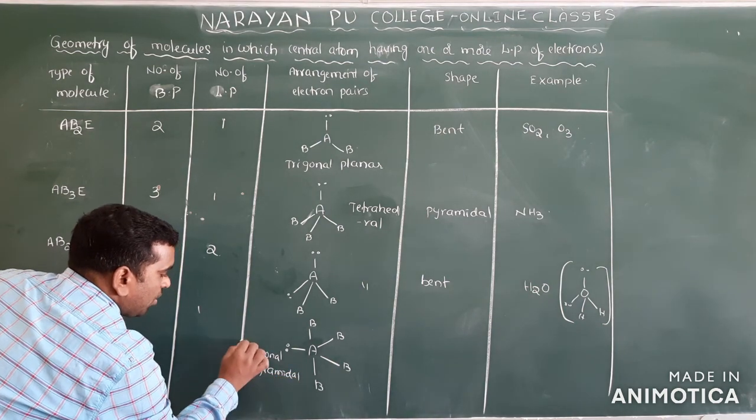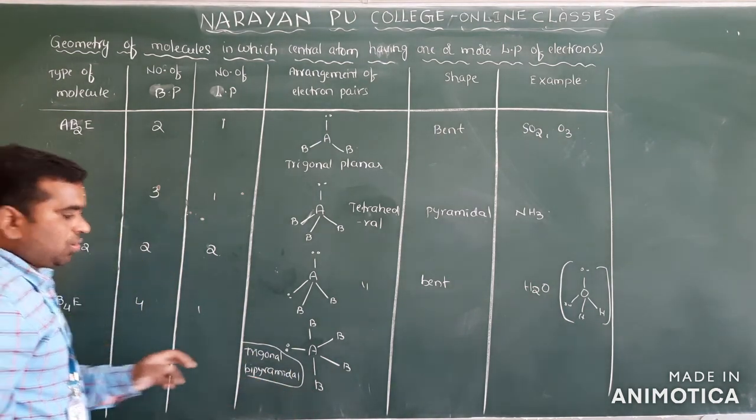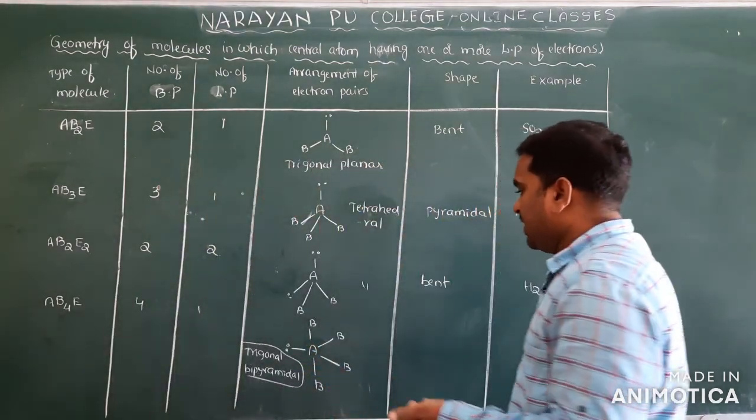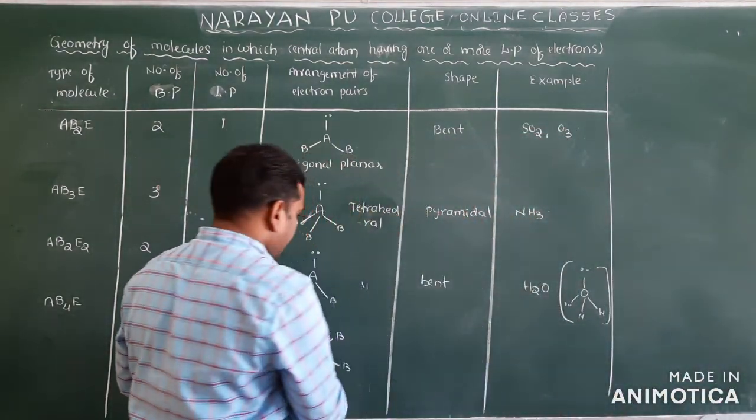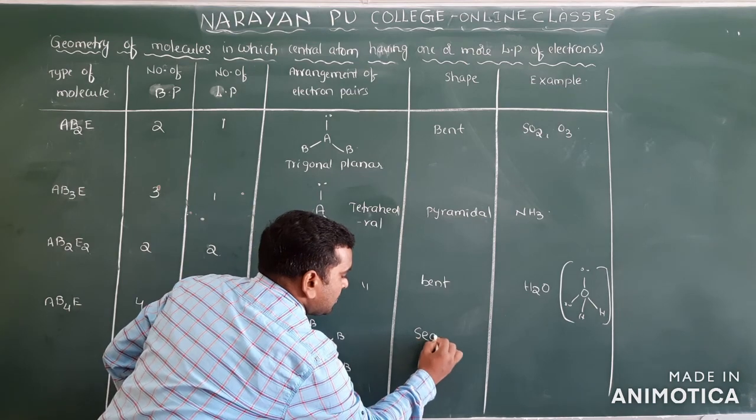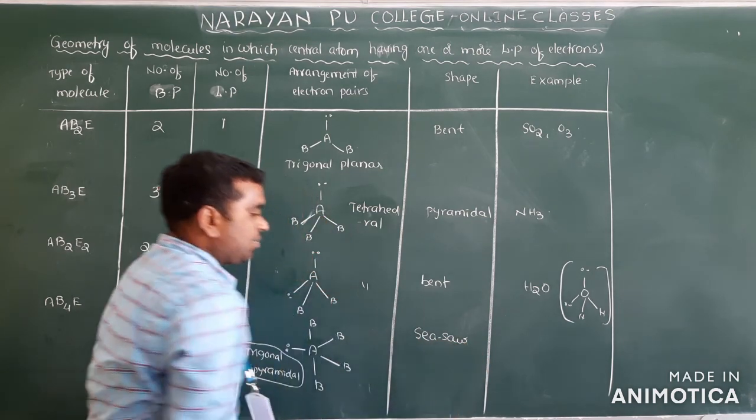This is the geometry of the molecule. Clear? Geometry of the molecule. And if lone pairs are there, then what we will call this is a seesaw shape. Seesaw. What is the seesaw?